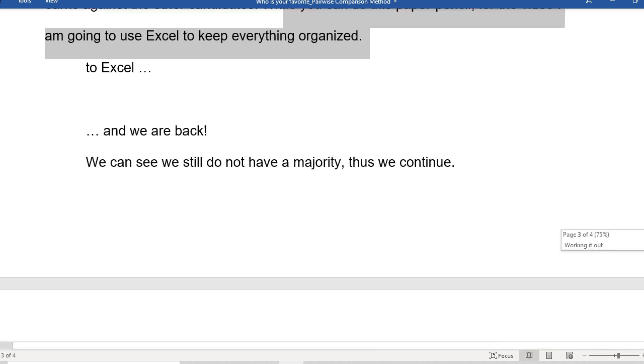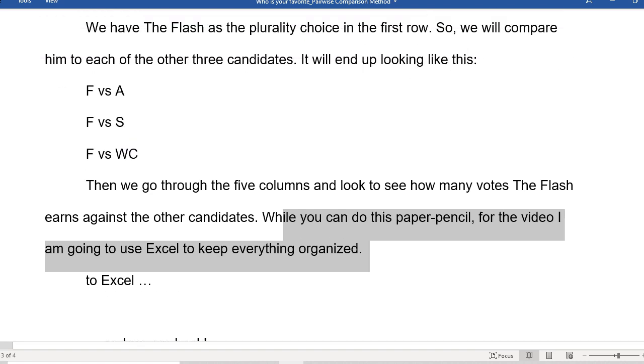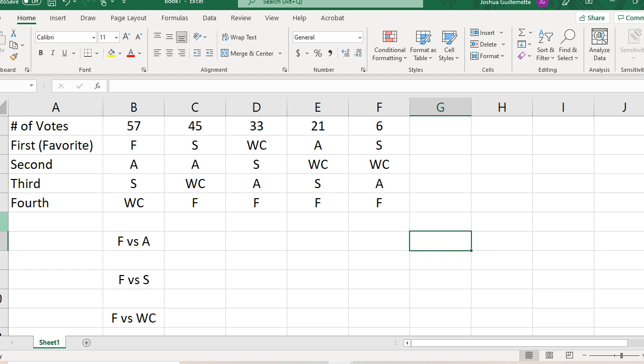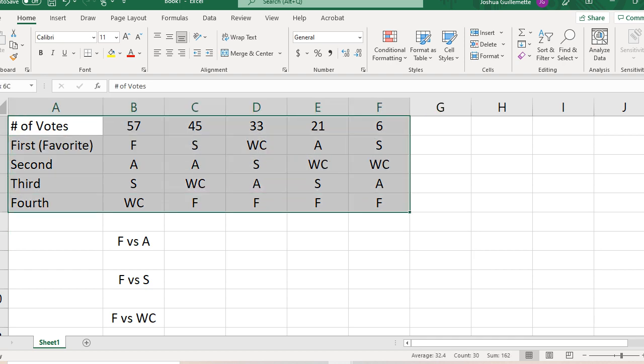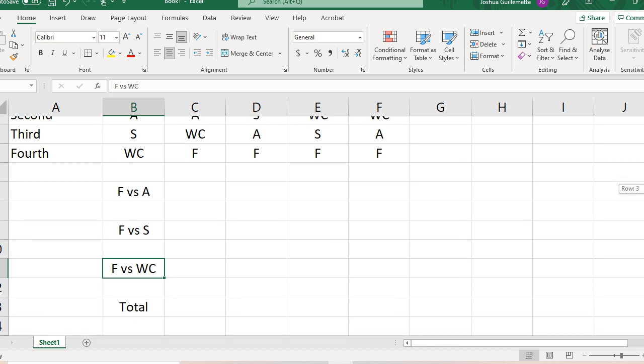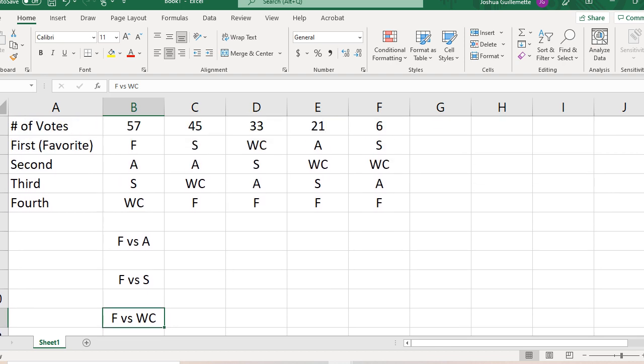So we're going to go off. Oh, wait. Off to Excel. Alright, so here we go. Here's our fun stuff right here. Okay, the table. And I've set up Flash versus Arrow, Flash versus Supergirl, and Flash versus White Canary. Now, there is a total down here, but I'm going to keep it out of the way for right now.